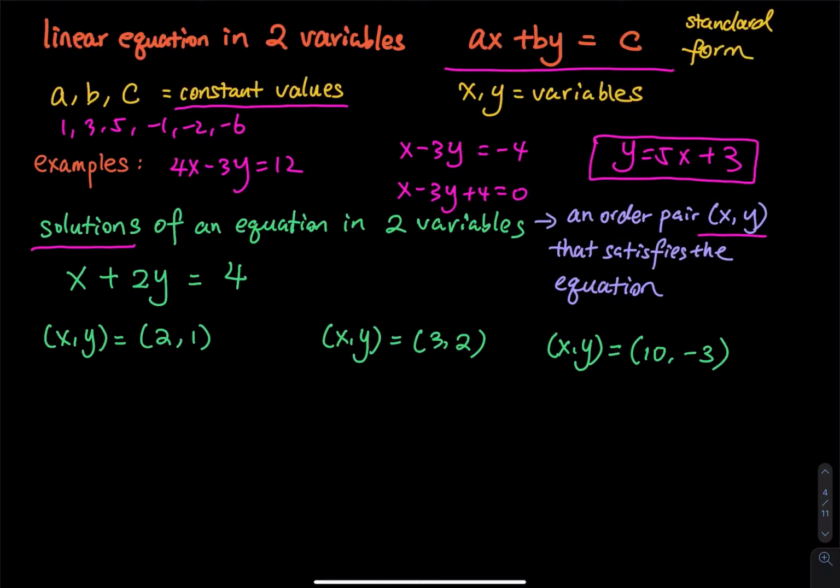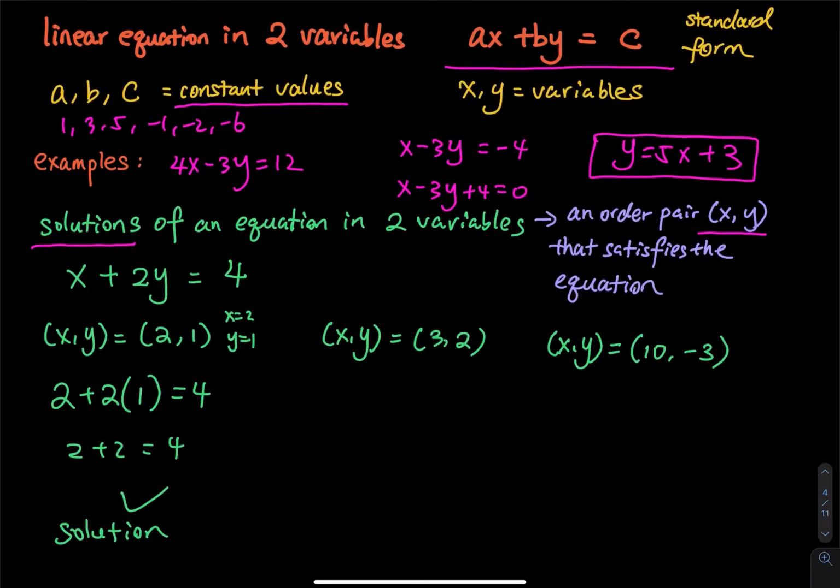I have a very simple example for you. We have x plus 2y equals 4, and then I have 3 ordered pairs for you. My question is, which ordered pair is a solution and which one is not? Let's do the math. The first one is x equals 2 and y equals 1. You have to substitute or plug in these values into the equation. So when x equals 2, we write 2 plus 2 times y, which is times 1, equals 4. Is this true? 2 plus 2 equals 4, so that is true. That means the ordered pair is a solution of the equation because it fits into the equation.